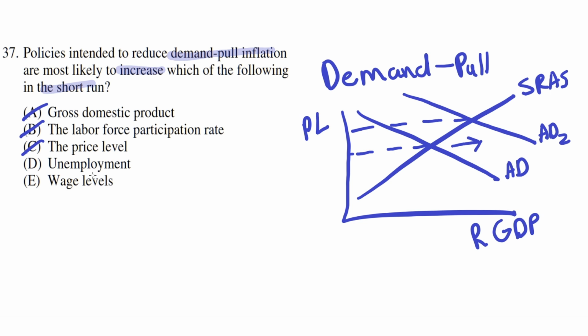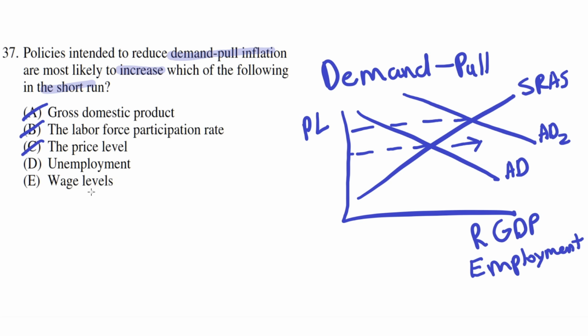D. Unemployment. This seems to be the correct answer because the x-axis can also represent employment. And if we're using policies that are decreasing demand pull inflation, then the aggregate demand would shift to the left and employment would decrease, or better worded, unemployment would increase. And that follows option choice D, and therefore D seems to be the correct answer.